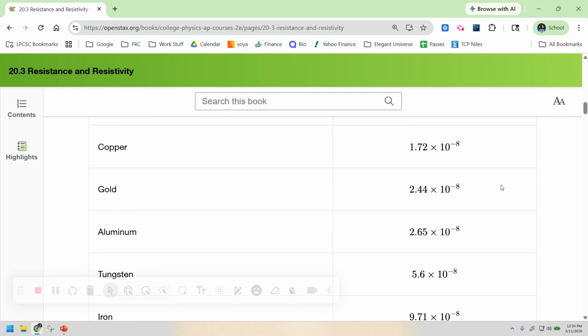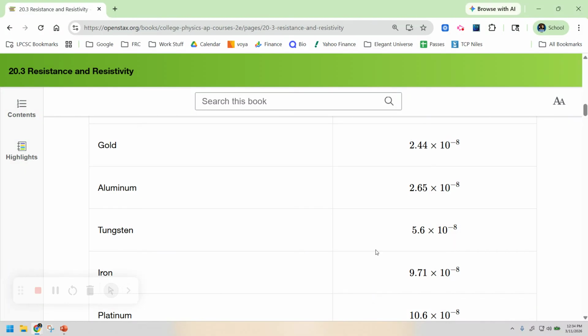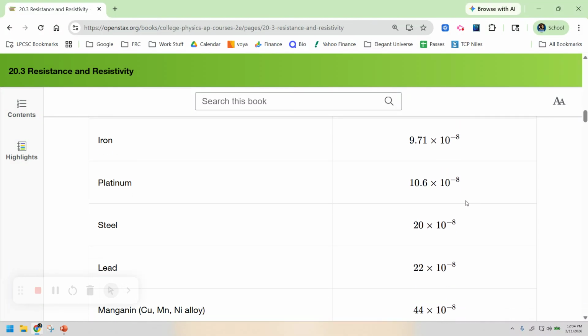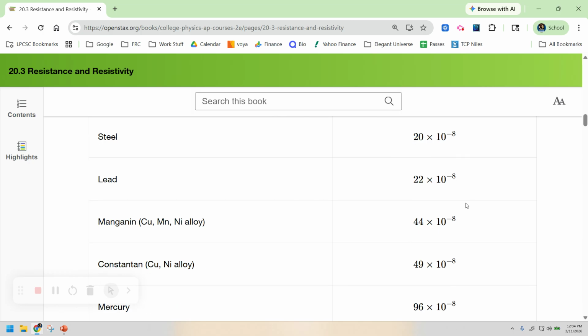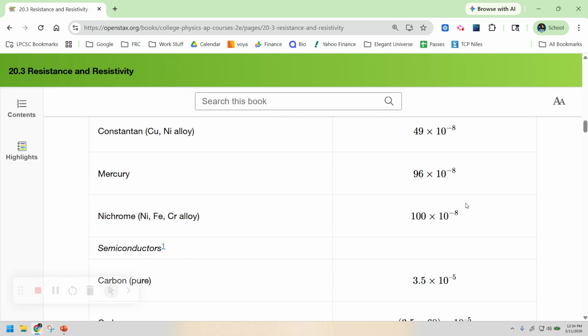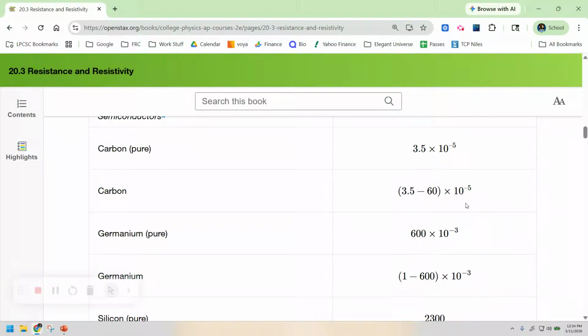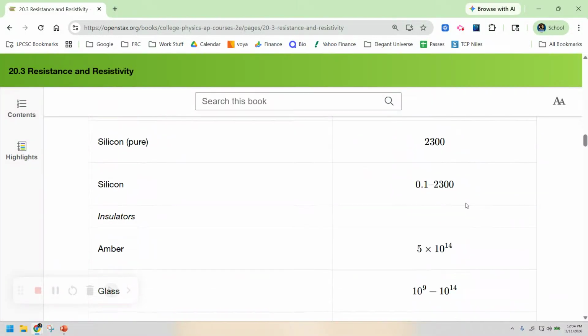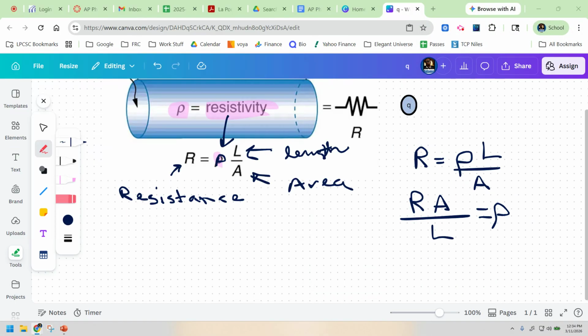And copper and gold and aluminum. So different conductors have different resistivities. And we know this because scientists have measured these things. And these are averages. Okay. And so for your homework, if you need to find that, that will actually be in the book.